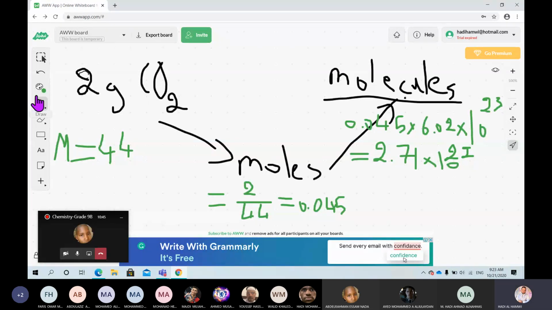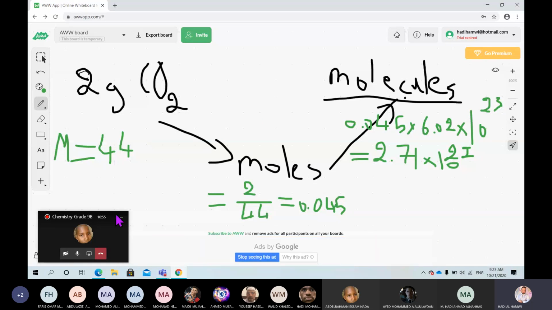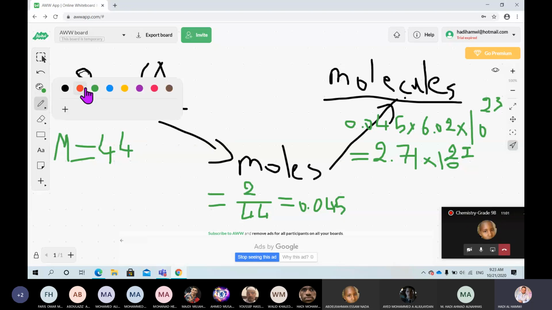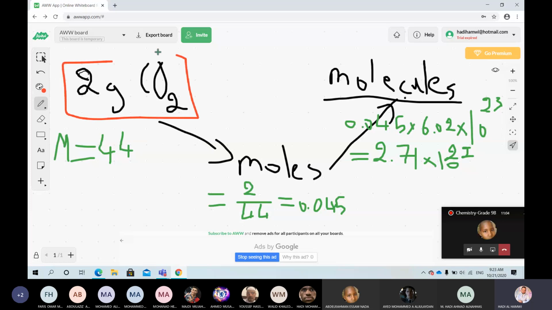Okay, so in 2 grams, I have 2.71 times 10 power 22 molecules of carbon dioxide. So in this way, we can find the number of molecules. Please, again, I will repeat it fast. If the mass is given and the question is to find the number of molecules, I cannot convert directly from mass to molecules. There is no direct relation.